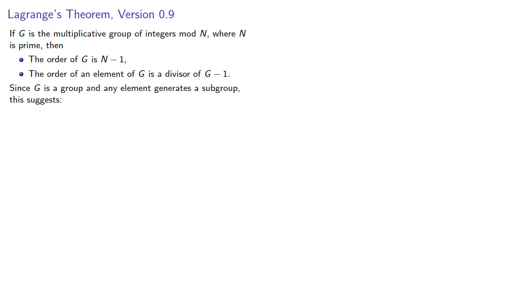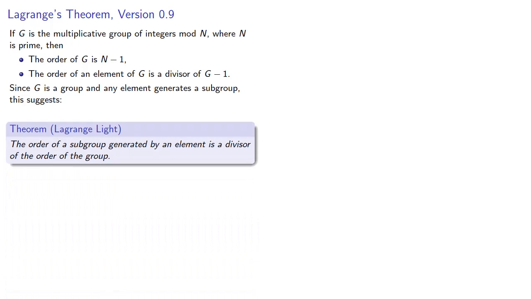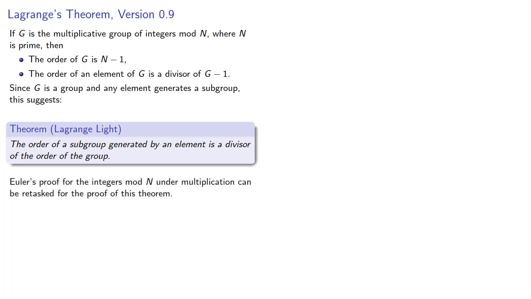And since G is a group, and any element generates a subgroup, this suggests a more general theorem where we can take any group and any subgroup generated by an element. So the order of a subgroup generated by an element is a divisor of the order of the group. Well, we are claiming this as a theorem, so we should have a proof for it. Fortunately, Euler's proof for the integers mod n under multiplication can be retasked for the proof of this theorem. And again, I'll leave that as a homework problem.